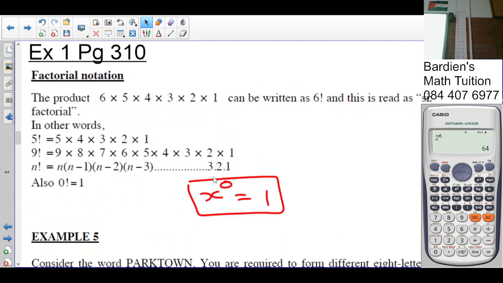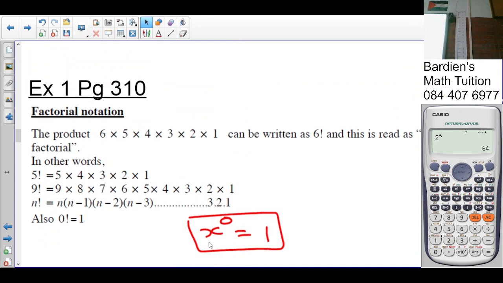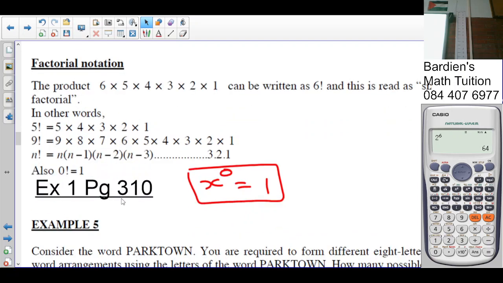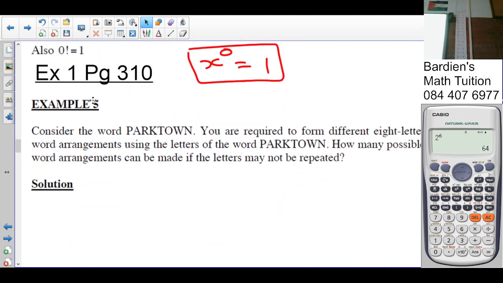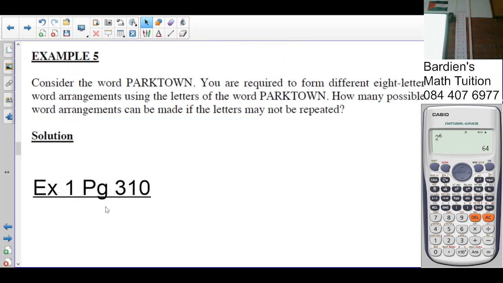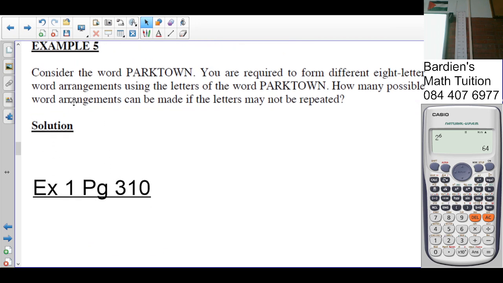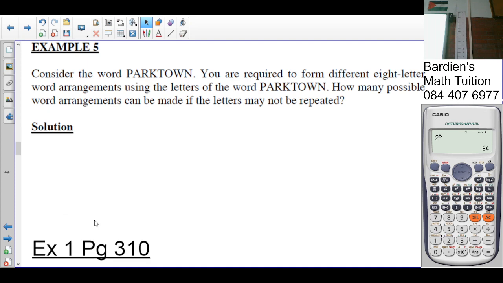Now, I've also indicated here that by deduction, we know that x to the power 0 would be 1, and this was proven in grade 8 or 9. I'm sure there's a way of proving it for factorials, however I don't know. If you're the kind of person who wants to know how, you can Google it, and they can prove to you why 0 factorial is 1. But it's not required for the situations we will find ourselves in.